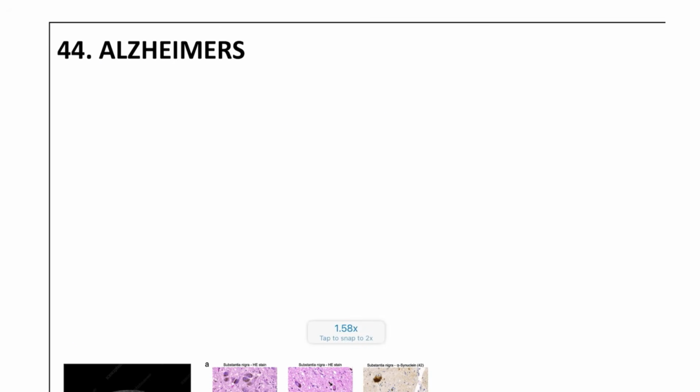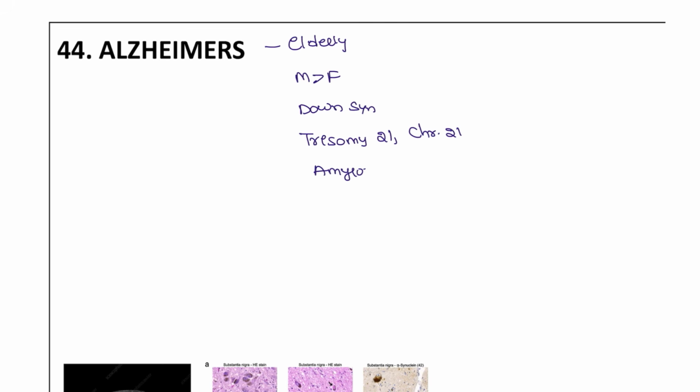Next, Alzheimer's. Alzheimer's is a condition, again, of elderly patients, and males are more prone than females, and Down syndrome babies, right? And whoever is suffering from trisomy 21 or a mutation of chromosome 21, right? And amyloid deposits, right? Amyloid A beta is going to cause this one. All these are considered as Alzheimer's condition. And decreased acetylcholine.